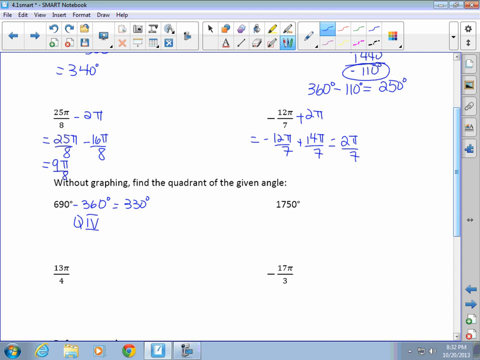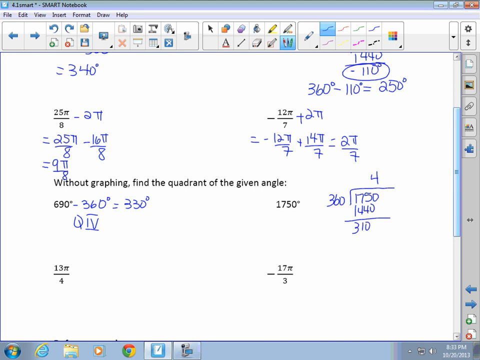1750 is more than my 360, so I have to figure out how many times it's going to go in there and see what the remainder is. The remainder is what's going to give me the principal angle. And you would just do this in your calculator. In your calculator, you do 1750 divided by 360. It's going to give you a number with a decimal. So you just take the whole number then. In this case, it's 4. 360 times 4 is 1440, which we found out before, which leaves me with 310 degrees.